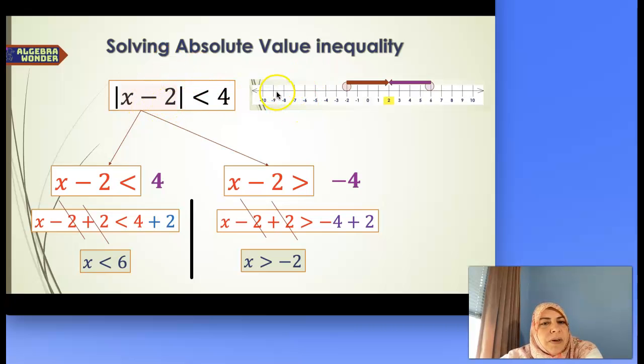If you choose a number up here or a number up here, it's not going to make this inequality true. It cannot be a solution. If you try negative 10, negative 10 minus 2 is negative 12. The absolute value of negative 12 is 12, and 12 is not less than 4. So negative 10 cannot be a solution. So I think I'm right. And now let's go to the second piece.